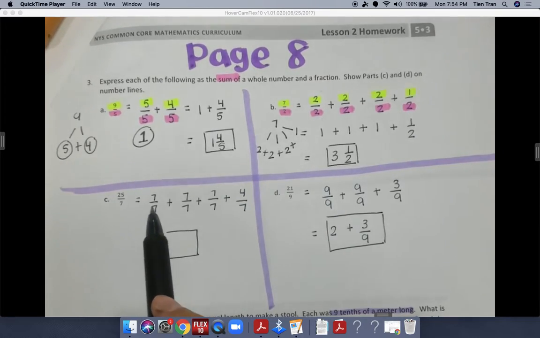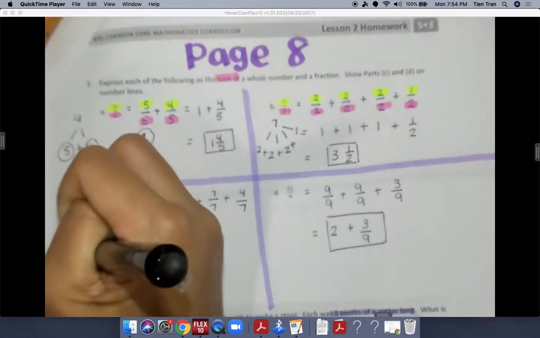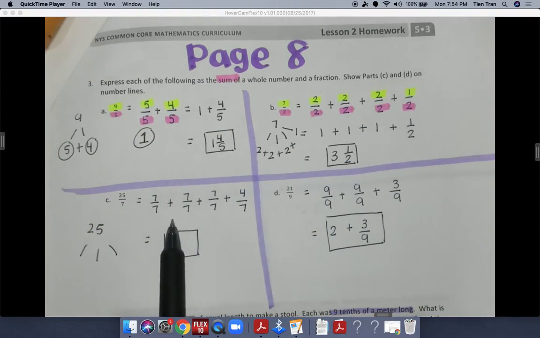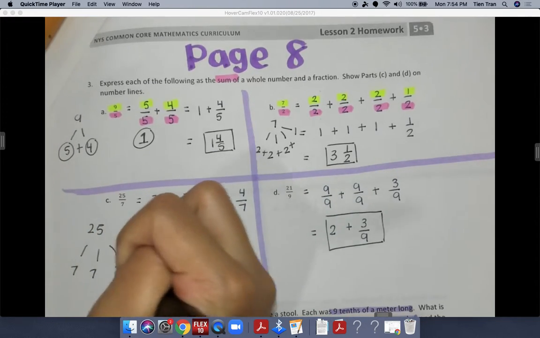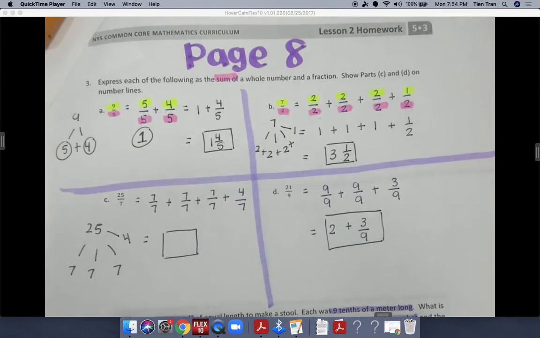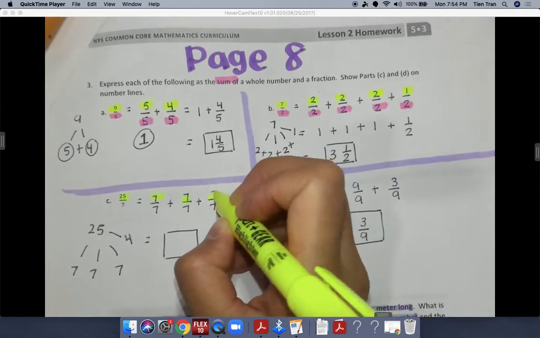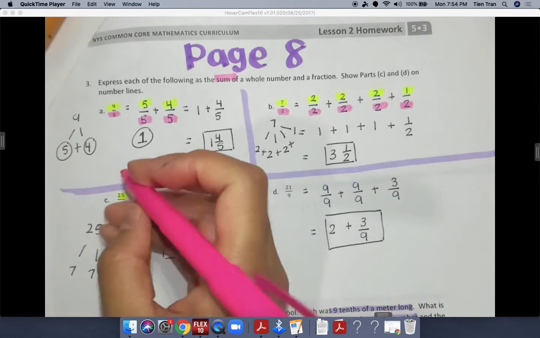Over here, we have 7, 7, we have 25. And I can split 7, so I have 7, 7, 7, which equals 21, and then I add 4. So that's why I have 7 plus 7 is 14. 7 plus 7 again is 21. 21 plus 4 is equal to 25. And our denominator is 7.